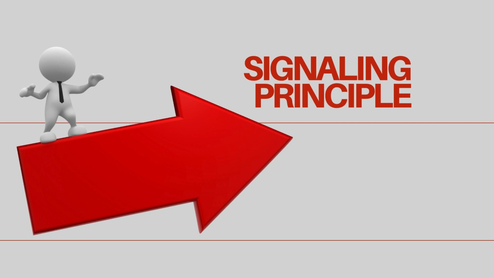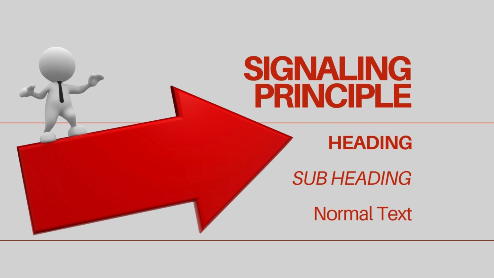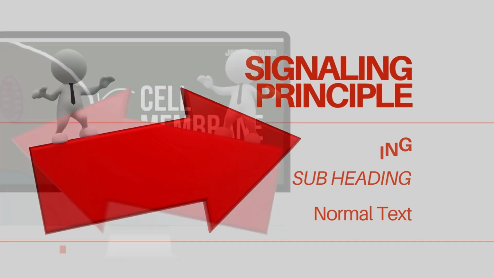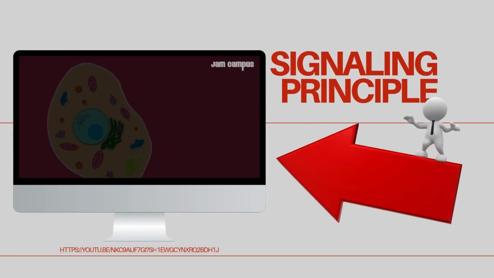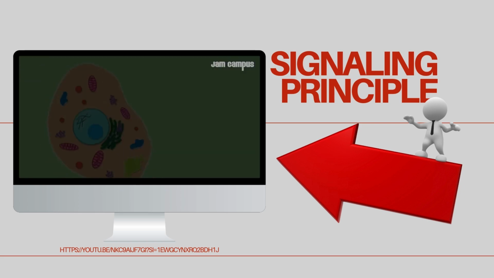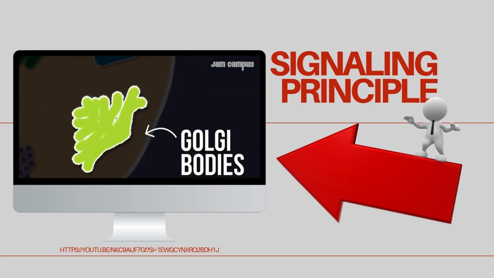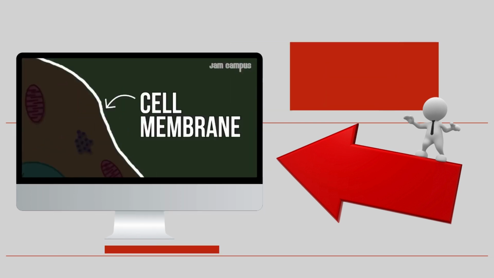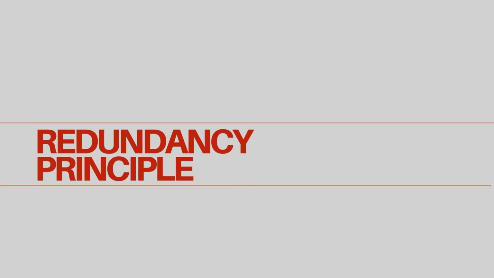Next, we have Signaling Principle. Use cues such as arrows, bold text, or highlights to draw attention to key information and guide learners through the content. Example: in a video about cells, arrows point to each organelle while the narrator describes it, guiding the viewer's attention.